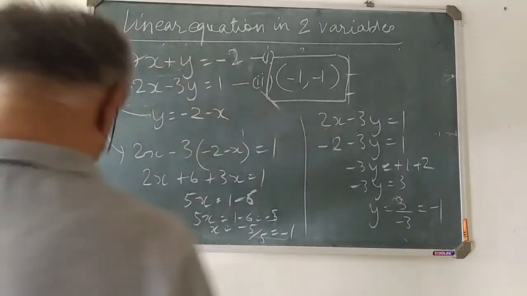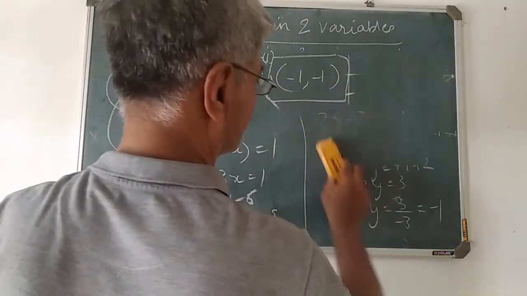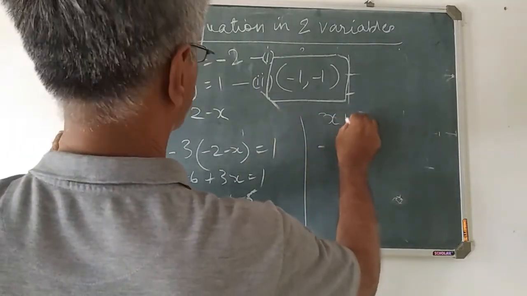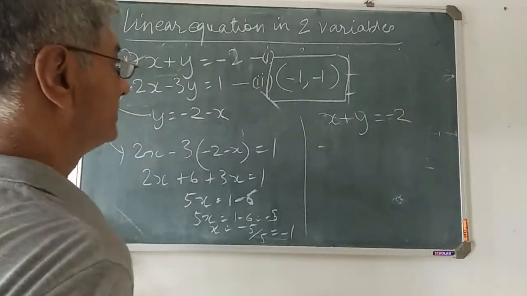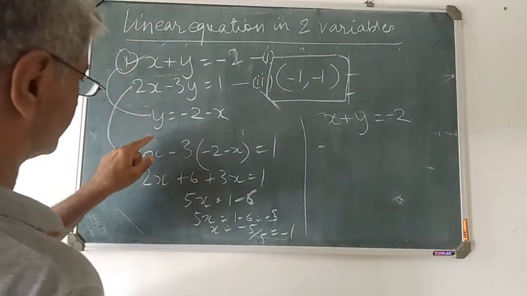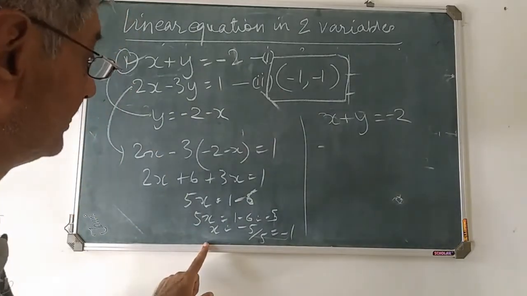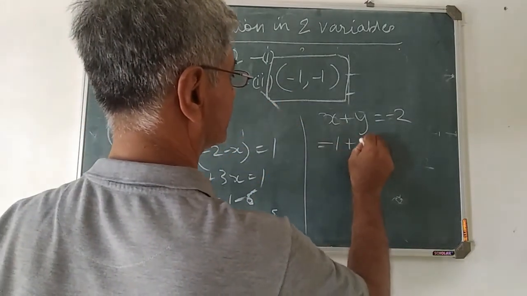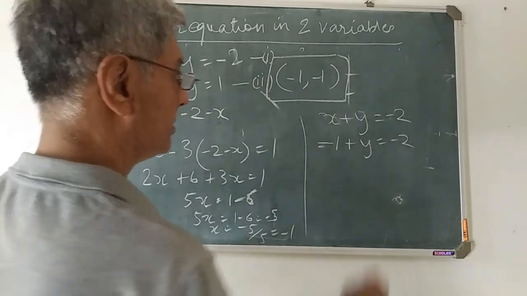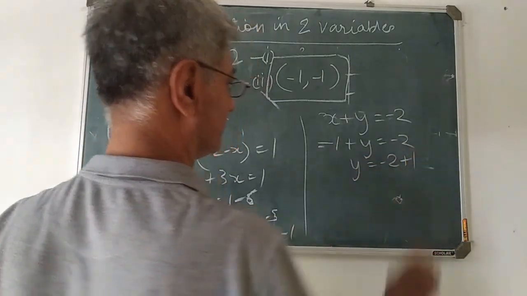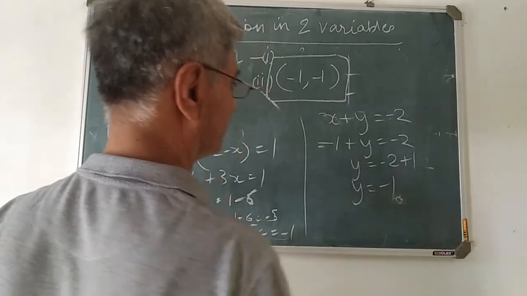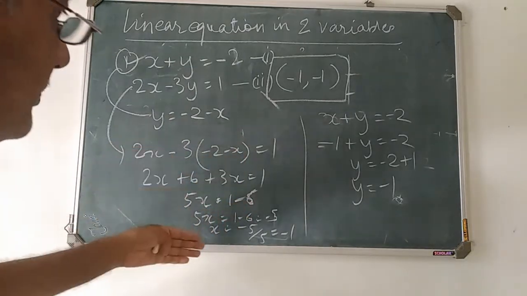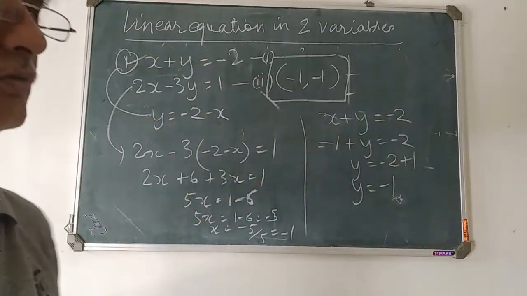Okay, we can take this also. Let us see if the same answer comes here. X plus y is equal to minus 2. X is equal to minus 1 from substitution method and from the graphical method. Both we have got minus 1. So let us put this as minus 1 plus y is equal to minus 2. So y is equal to minus 2 plus 1. So y is equal to minus 1. So we have got that. Okay, right from both substitution method, this is the substitution method, and what we did earlier was the graphical method.